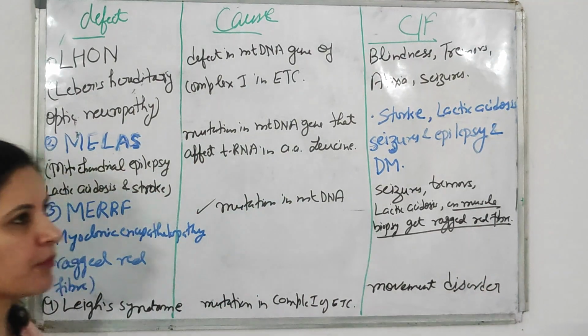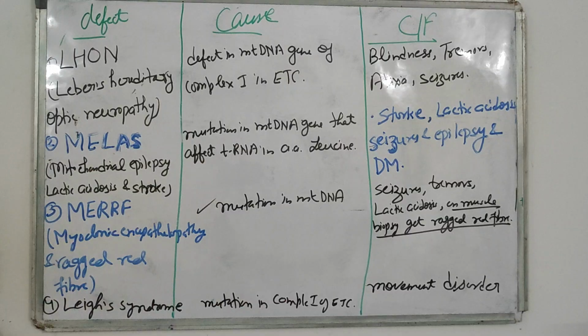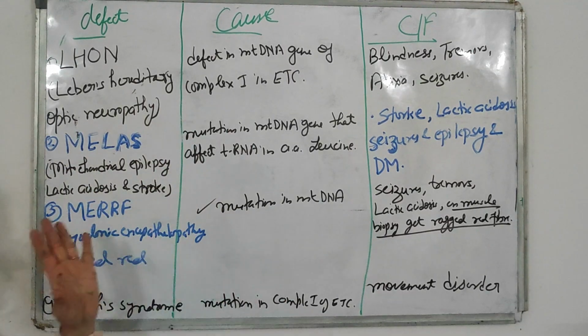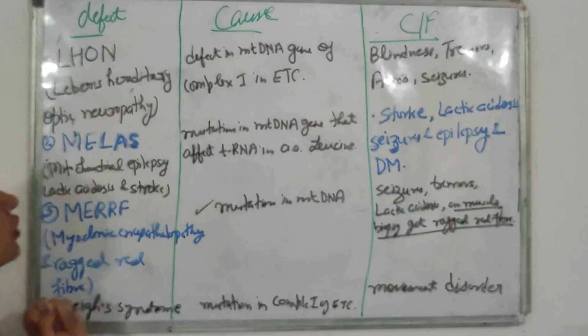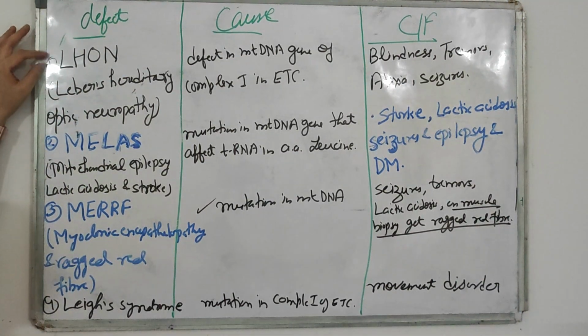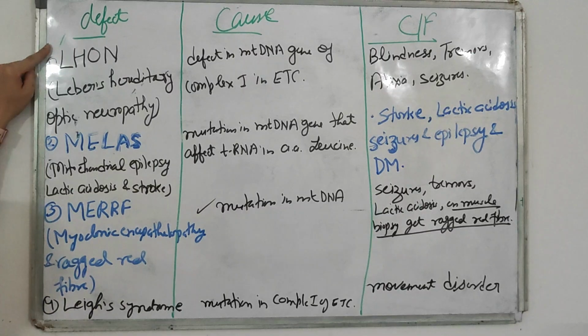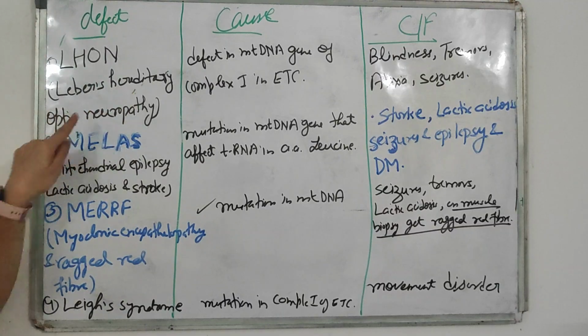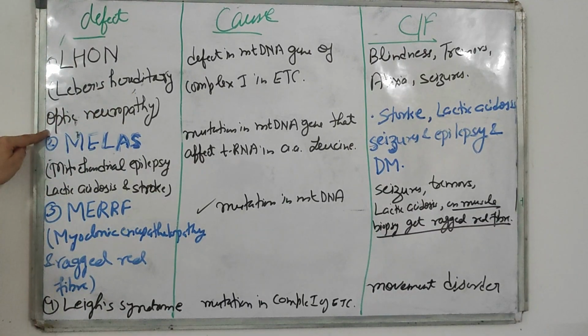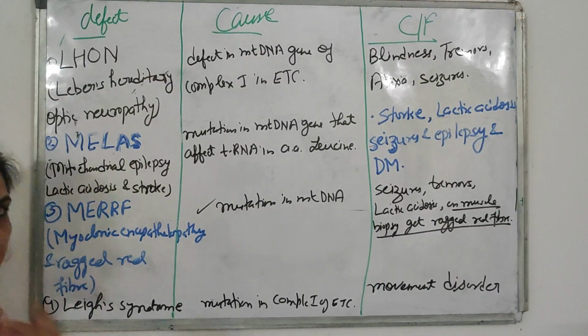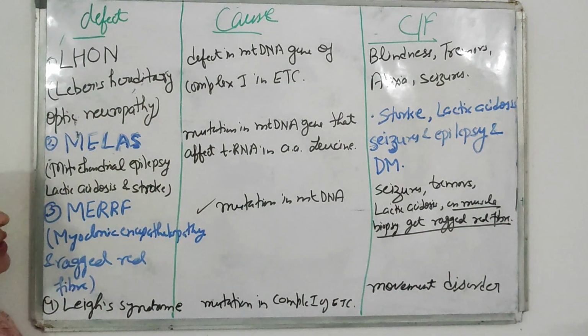Okay, so these are the four important disorders of your OXPHOS disease, and you can write them in tabular form in your exam, and you will get good marks. What is the first defect? That is LHON, Leber's hereditary optic neuropathy. What is the cause of this defect? It occurs due to mutation in your complex 1, that is NADH coenzyme Q oxidoreductase, the complex 1 of ETC. Leber's hereditary optic neuropathy affects your eye and your brain or CNS. So because of affecting the eye, blindness will be there, and because of affecting your CNS, tremors, ataxia and seizures will be there.